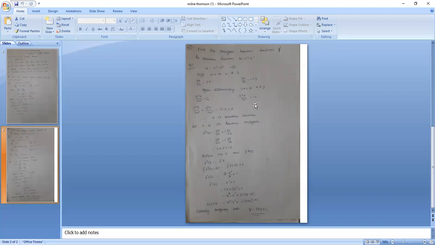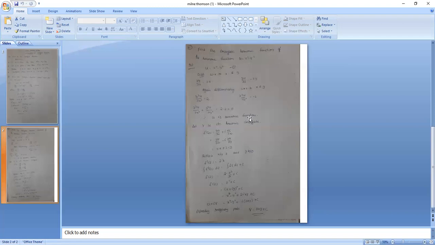That is minus 2. So if you add these two derivatives, their sum is equal to 0. We can say Laplace equation is satisfied. So dou square u by dou x square plus dou square u by dou y square, 2 and minus 2 equal to 0. That means Laplace equation is satisfied. So u is said to be harmonic function. So we need to find the conjugate harmonic.